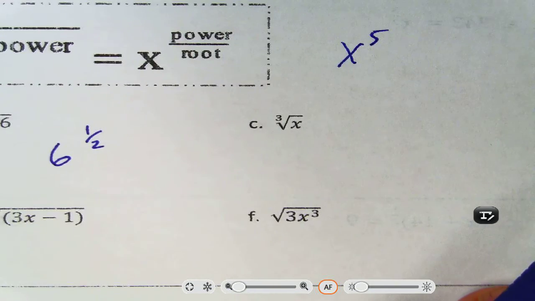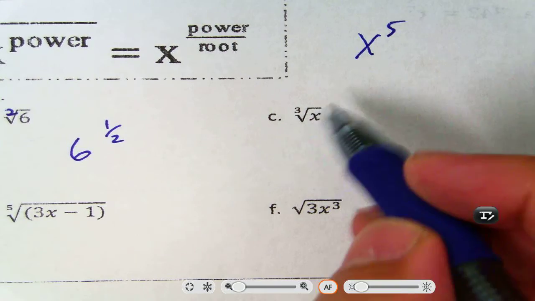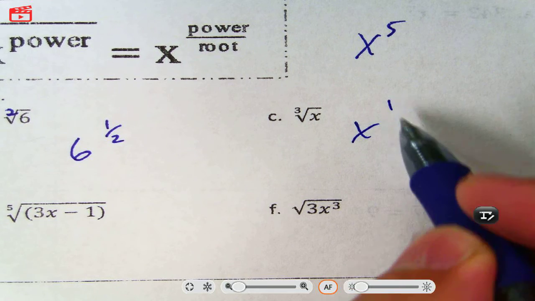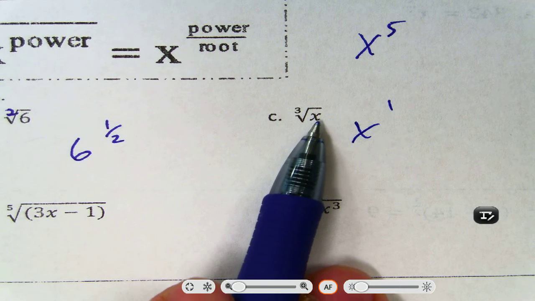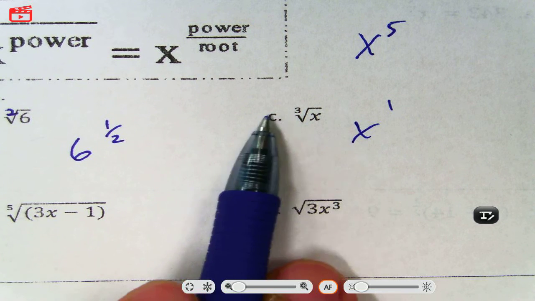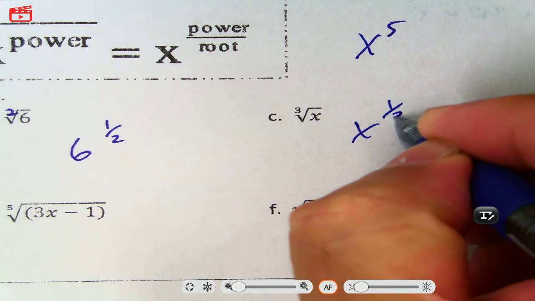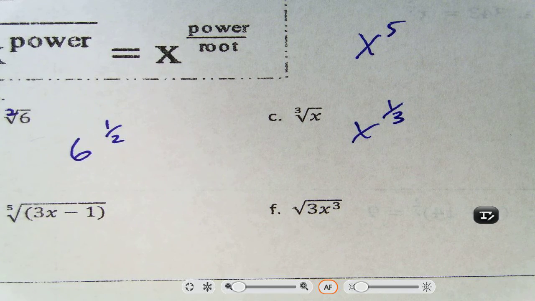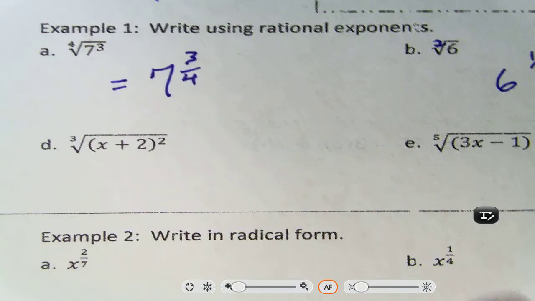Right, so C, there's no exponent, so it's 1. Remember, if you don't see a number for the power, assume it's a 1. So this is x to the 1, and the root is 3, so it's 1/3. X to the 1/3.